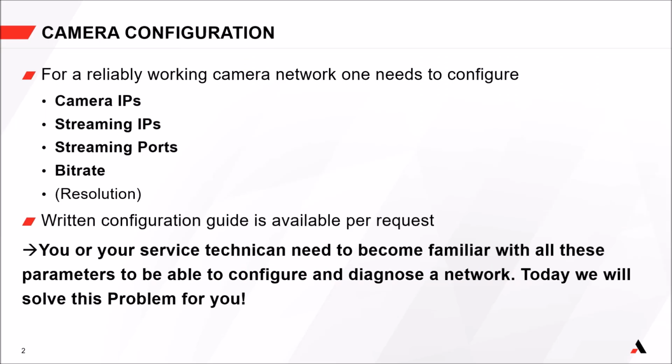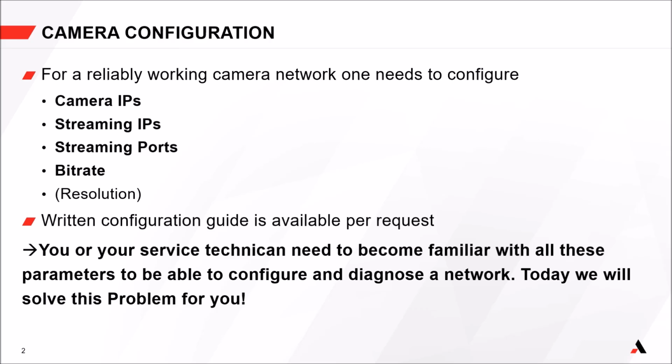If you want to have reliable video streaming in a complex network with multiple cameras, you need to make sure that several criteria are met. First of all, you need to configure the camera's IP addresses. Each camera needs a unique IP address. Second, you need to configure the streaming IP address. All the cameras need to be streaming to the device that you want to display the video on.